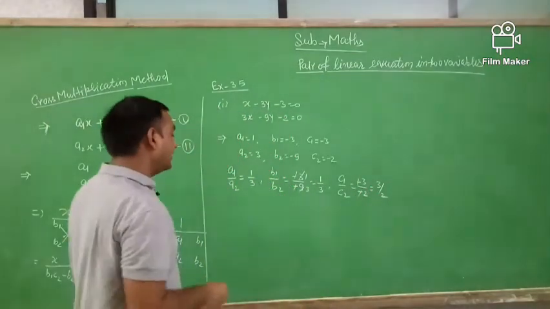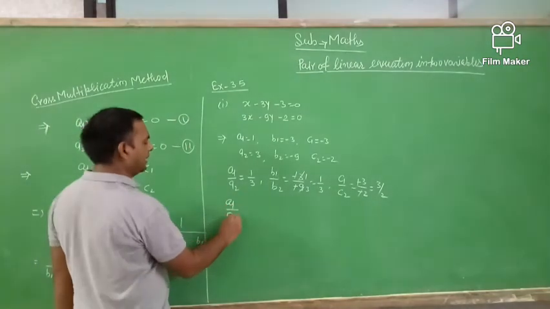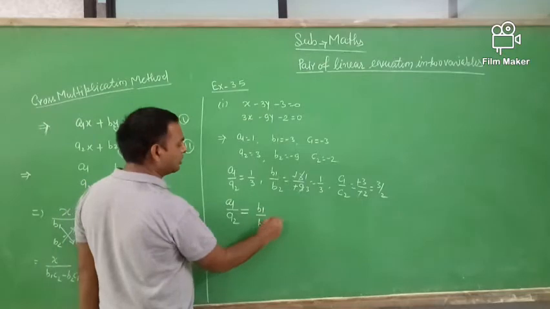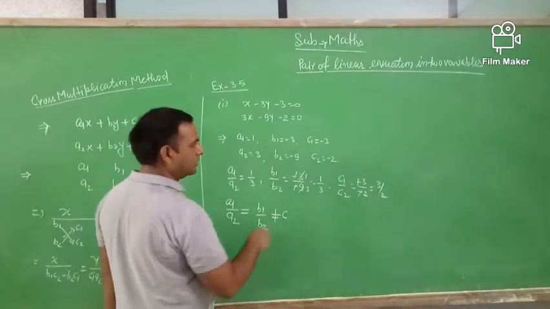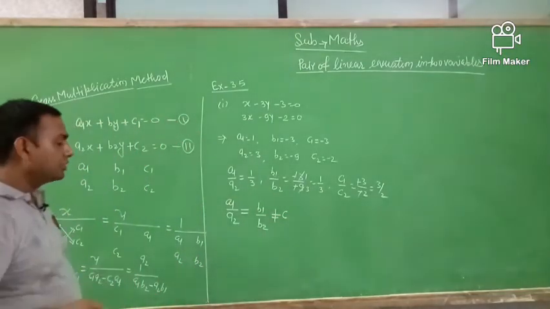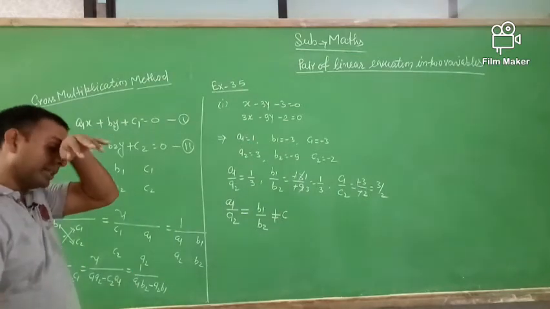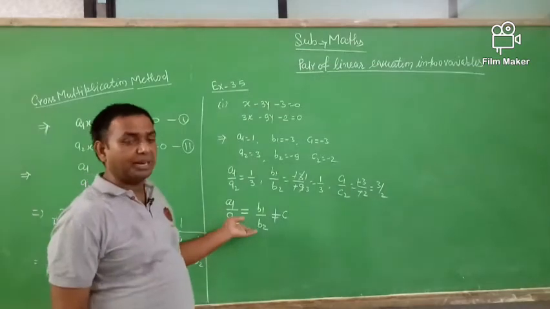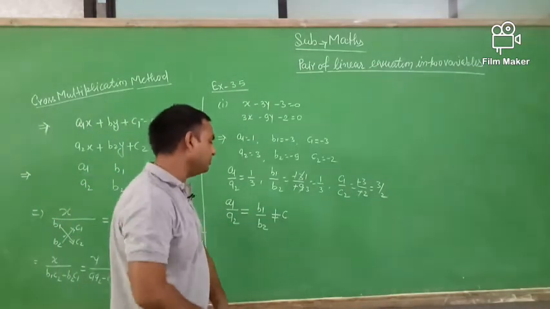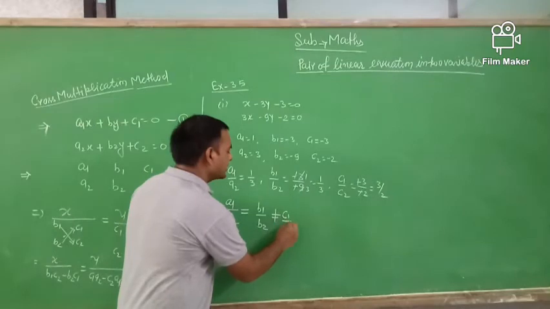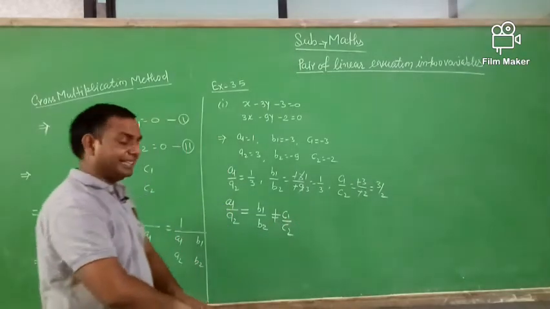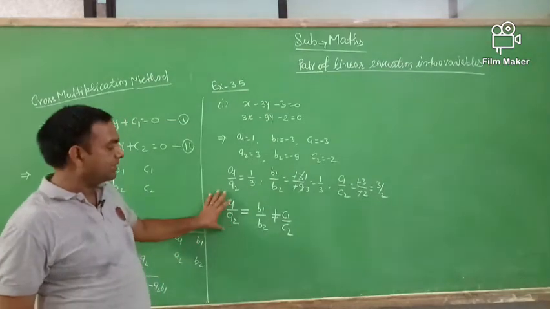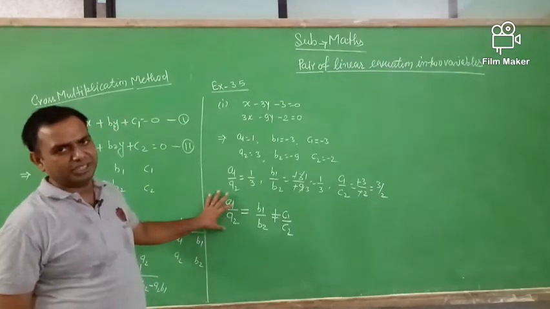Here you see that A1 by A2 is equal to B1 by B2 but does not equal to C1 by C2. In the previous lectures we talked about how we can find the solution in the case where A1 by A2 is equal to B1 by B2 but does not equal to C1 by C2. Then you can say this equation has no solution, because it is a condition of the equation that both lines are parallel to each other.